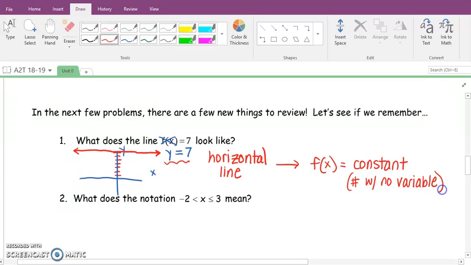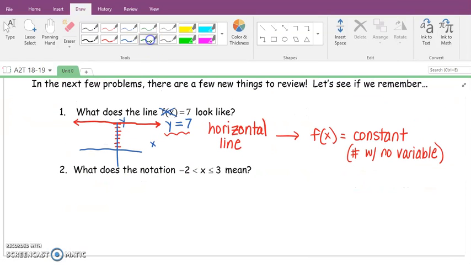So if you ever see something like that, for example, we'll see one in the next example, you'll know, okay, that's just going to be a little horizontal line. It's not going to have a slope. One other thing just to test out, make sure we understand. Number 2, it says, what does this notation mean?